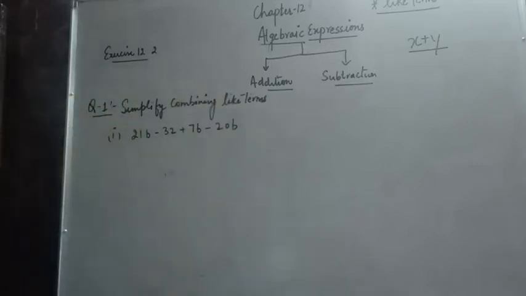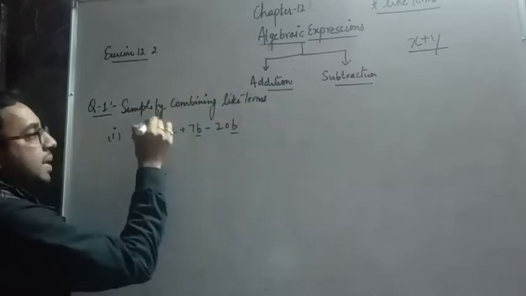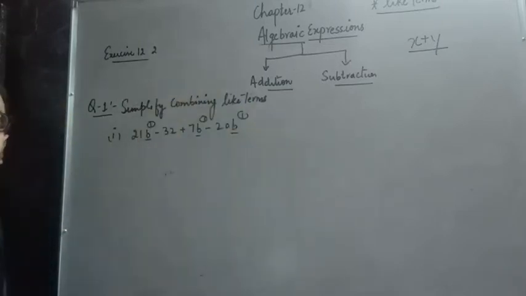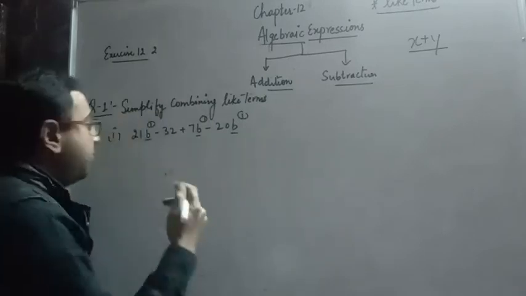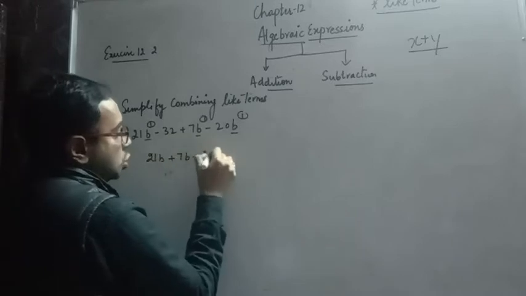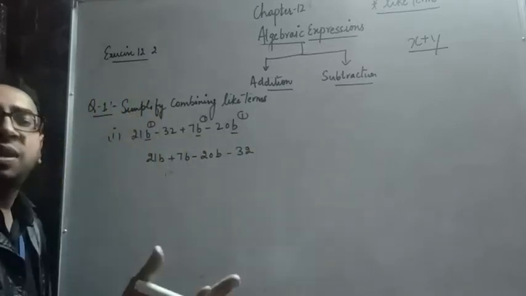See, what are the like terms? This term contains b, this term contains b, this term contains b. Power is 1, power is 1, power is 1, which means these 3 terms are like terms. So we will take them first: 21b plus 7b minus 20b, and minus 32 as it is, because it's not a like term, so we will keep it separately.